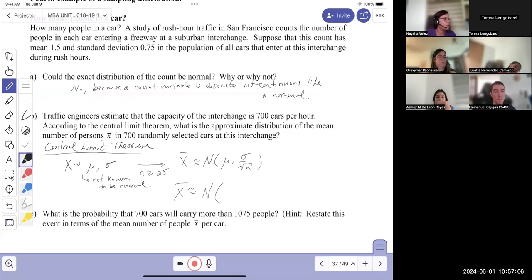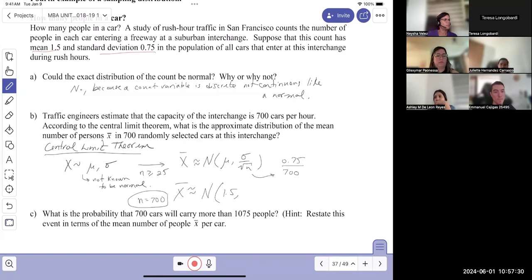So going back to the problem above, the mean was here, the standard deviation was here. Those are the numbers you're going to use. So this is 1.5, and the standard deviation will be 0.75 divided by 700. Which is what? So when you're in the decimals, I said, hold 4 decimal places.